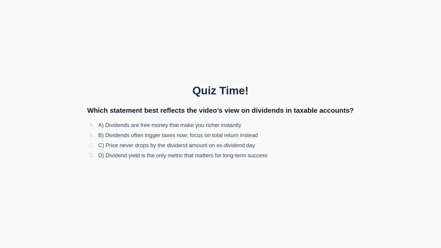Question: which statement best reflects this video's view on dividends in taxable accounts? Options: A. Dividends are free money that make you richer instantly. B. Dividends often trigger taxes now. Focus on total return instead. C. Price never drops by the dividend amount on ex-dividend day. D. Dividend yield is the only metric that matters for long-term success. You may pause the video now to think about the answer. We will discuss the answer in the next section of the video.